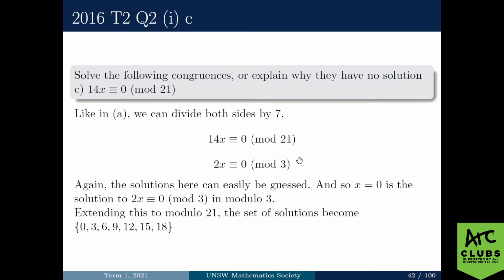So as we did in part A, we just divide everything through by 7, and we get 2x is equivalent to 0 in mod 3. And it's even easier to guess numbers now because 0 times any number is just 0, so we can guess x equals 0, and that works. So pretty cool.